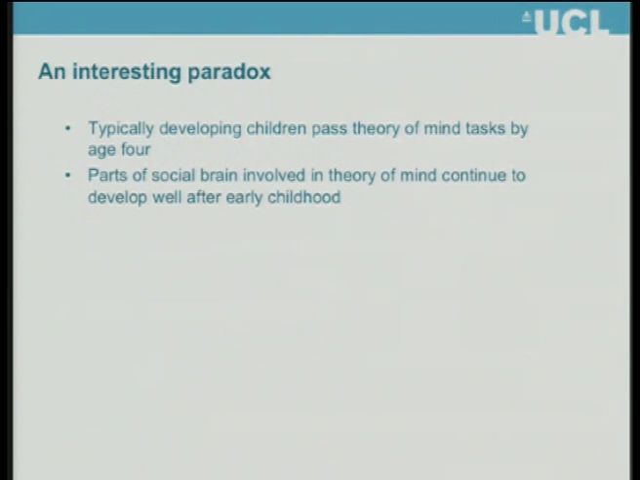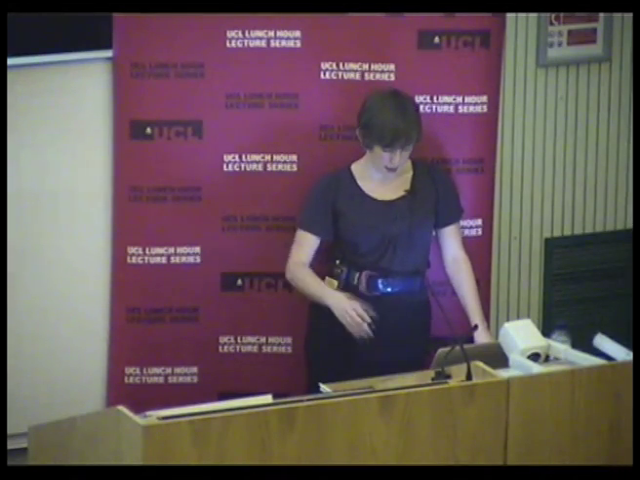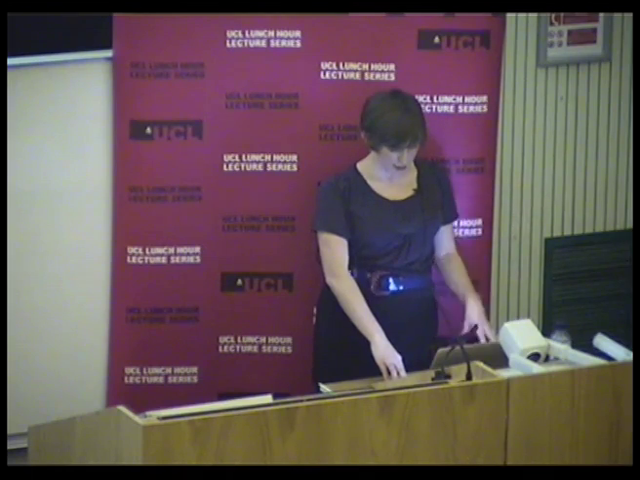And yet we know that parts of the social brain that are critically involved in theory of mind and social cognition continue to develop in terms of grey matter, at least, well after early childhood, right throughout adolescence. And yet, until very recently, there was just nothing known about the consequences, for example, in terms of brain function and behavior of this structural brain development, particularly of the social brain. And so my research has recently been focusing on the period of adolescence.